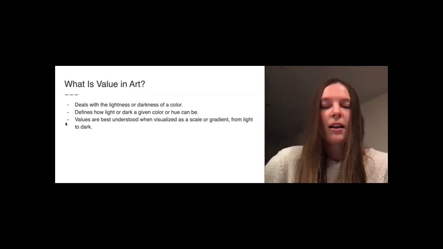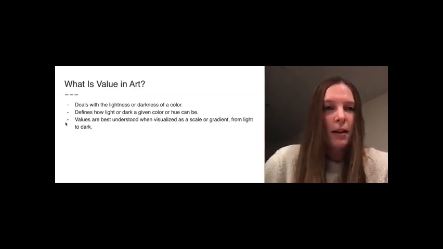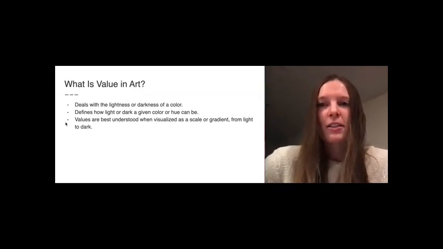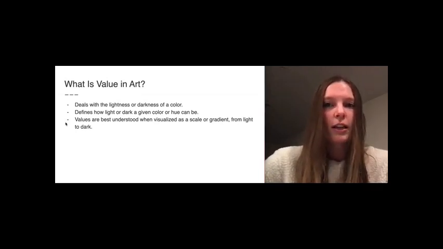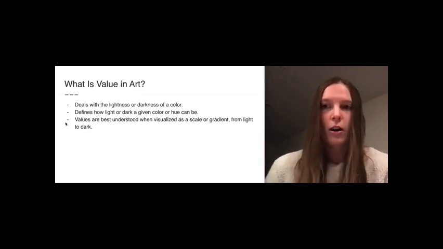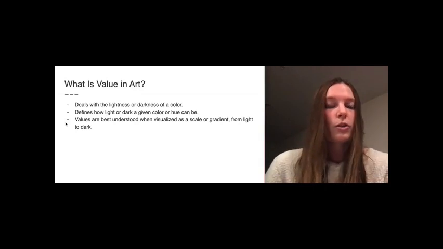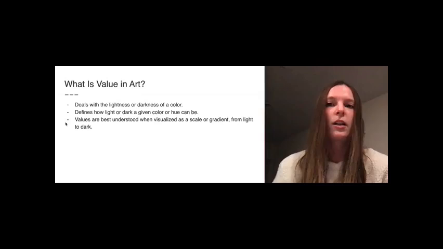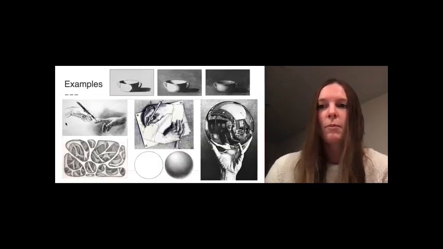Does someone want to volunteer to read this? Any go-getters this Monday morning? No? Okay, guys, that's fine. I'll read it. Value in art defines how light or dark a given color or hue can be. So basically, if it's really white, really black and dark, and all of those grays in between, that's what values are. They're best understood when they're visualized as a scale from light to dark. I know this sounds kind of weird right now, but we're going to practice it. You're going to master it and be real artists.